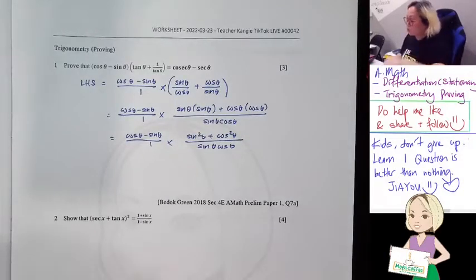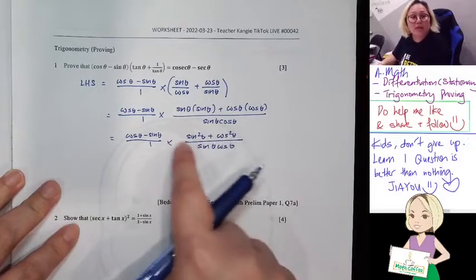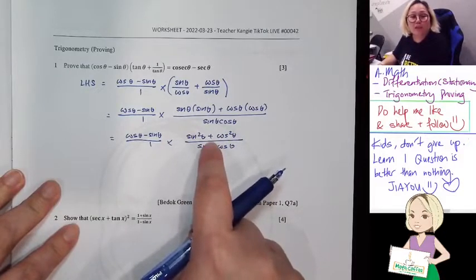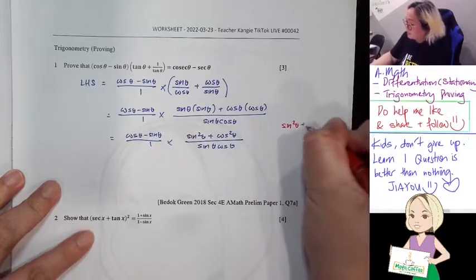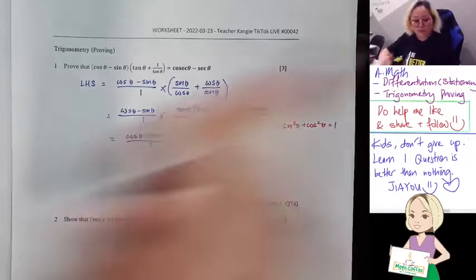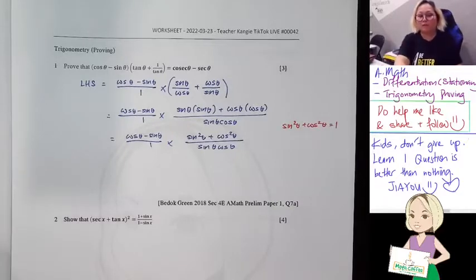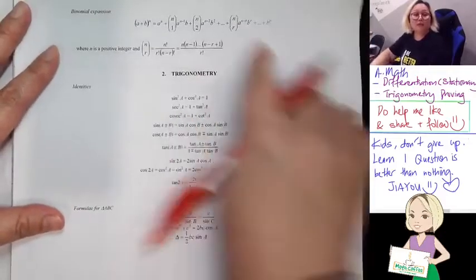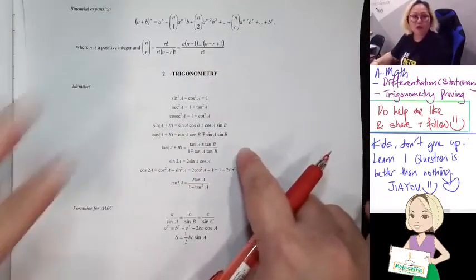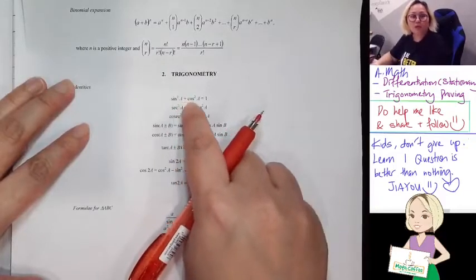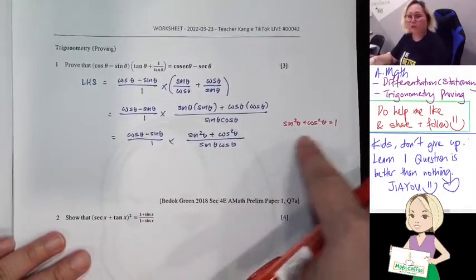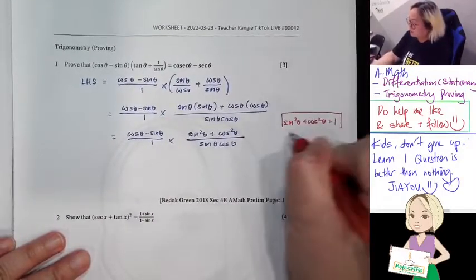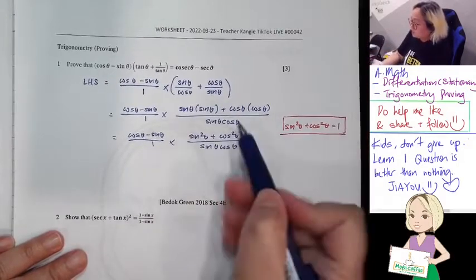And we all know that sine square theta plus cosine square theta is equal to 1. So I'm going to write here, I'm using the sine square theta plus cosine square theta equals to 1. That's the first identity, right? This is the formula that you will see during exam. You have sine square A plus cosine square A equals to 1. So that's why sine square theta plus cosine square theta equals to 1. Just put it at the side here. So I will know this is 1.